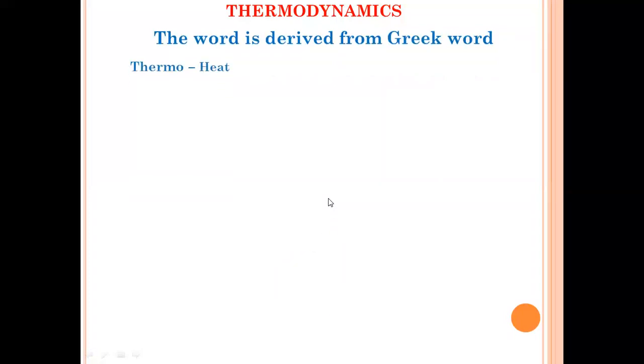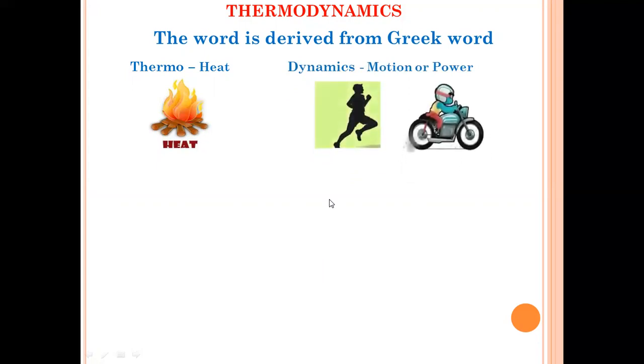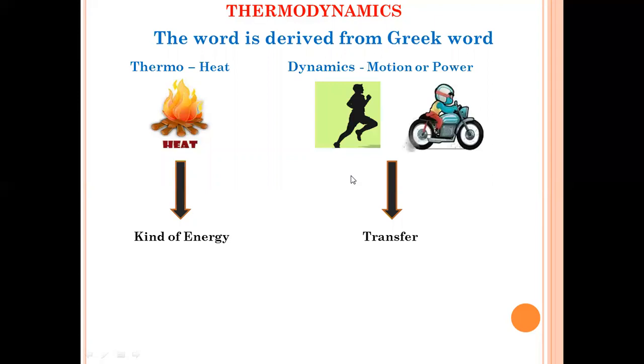Thermodynamics. The word thermodynamics is derived from Greek words. The meaning of thermo is heat, and dynamics means either motion or power. We know that heat is one kind of energy, and dynamic is nothing but the transfer of that energy from one position to another, or movement of an object from one position to another. So collectively we can say that thermodynamics is a study of energy transfer.